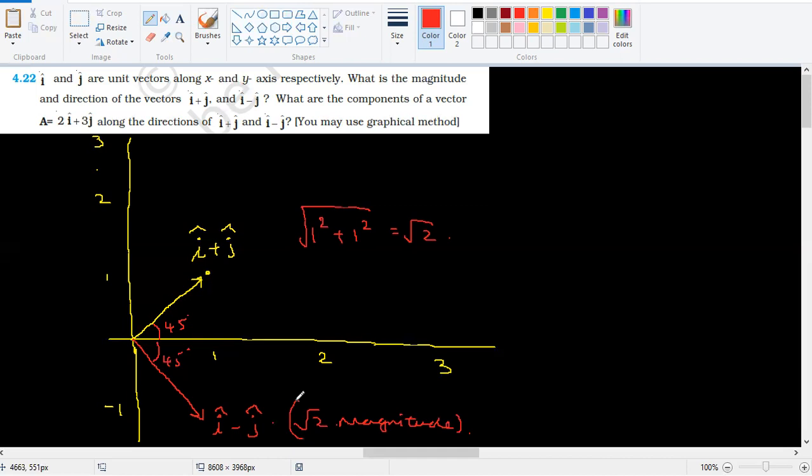What are the components of a vector A equal to 2i plus 3j along the directions of i plus j and i minus j? You may use graphical methods. So now they are bringing in another question here. 2i plus 3j. So 2i is here, 3j is here, so that means somewhere here. So the line will look something like this. 3 by 2 is 1.5, so it will look something like this.